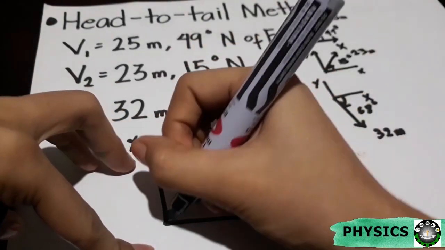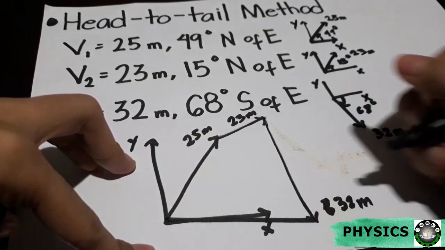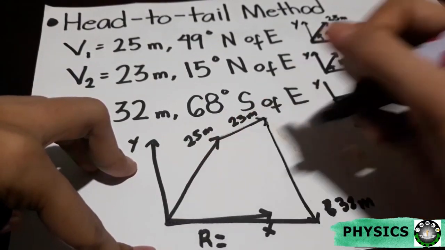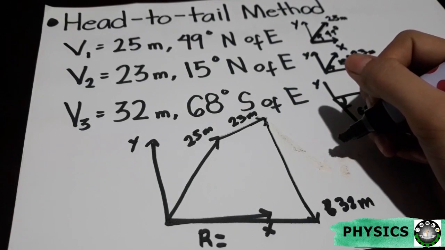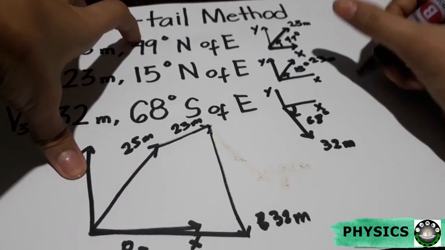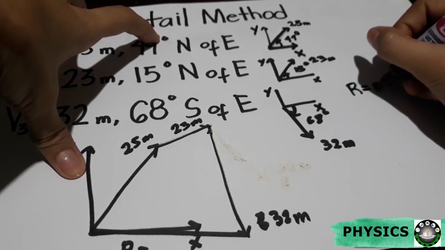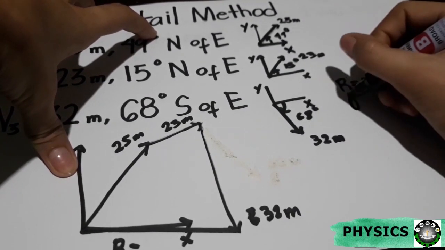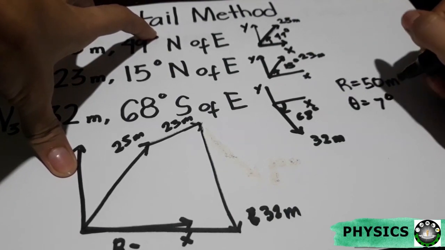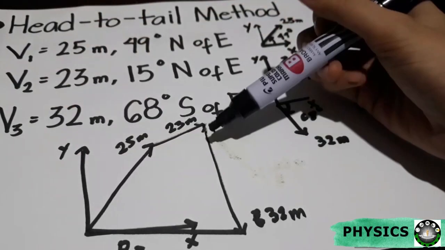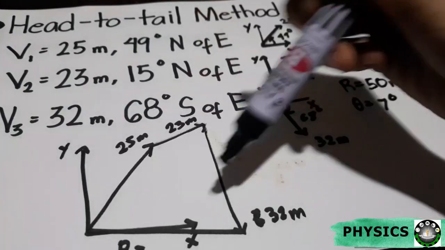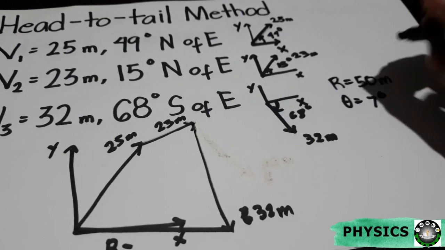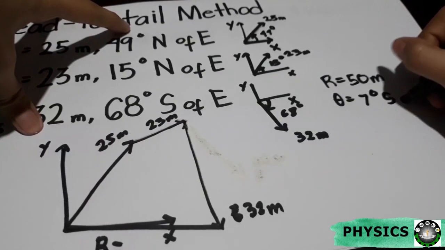And then, to get the resultant, we're going to draw an arrow again, connecting the tail of the first vector and the head of the third vector. Ang maging sagot is 50 meters. And then, yung degrees niya is 7 degrees. Pero kung mapapansin natin dito, lumagpas yung line mula dun sa may x-axis. Kaya, ang direction niya is south of east.